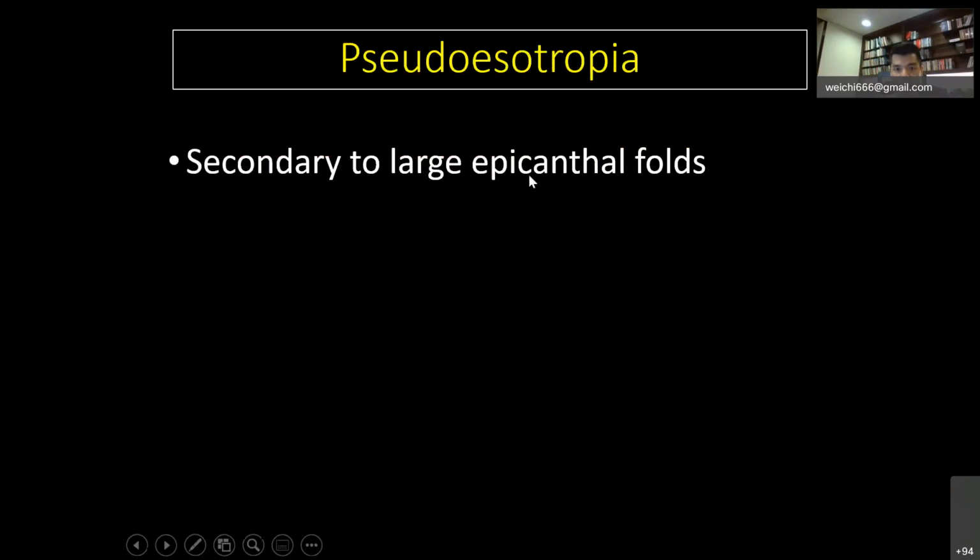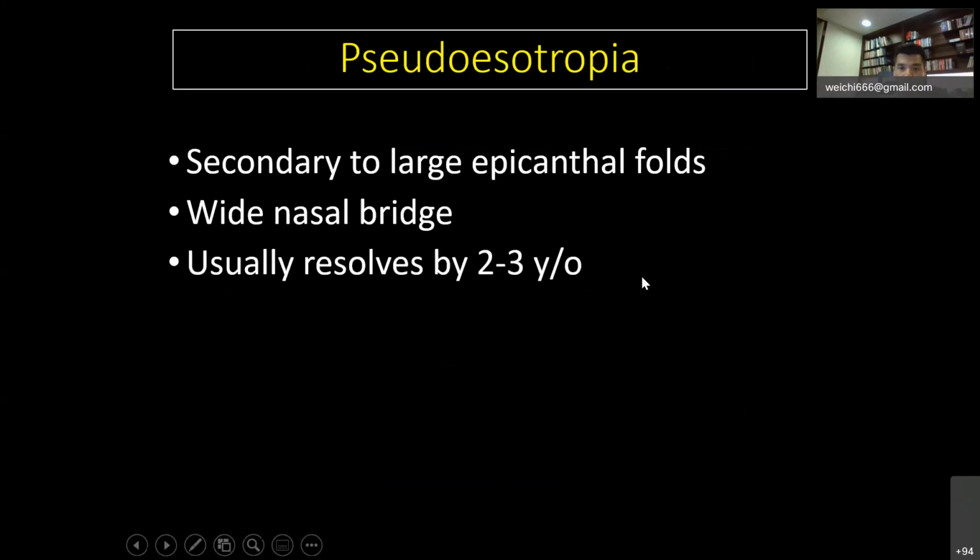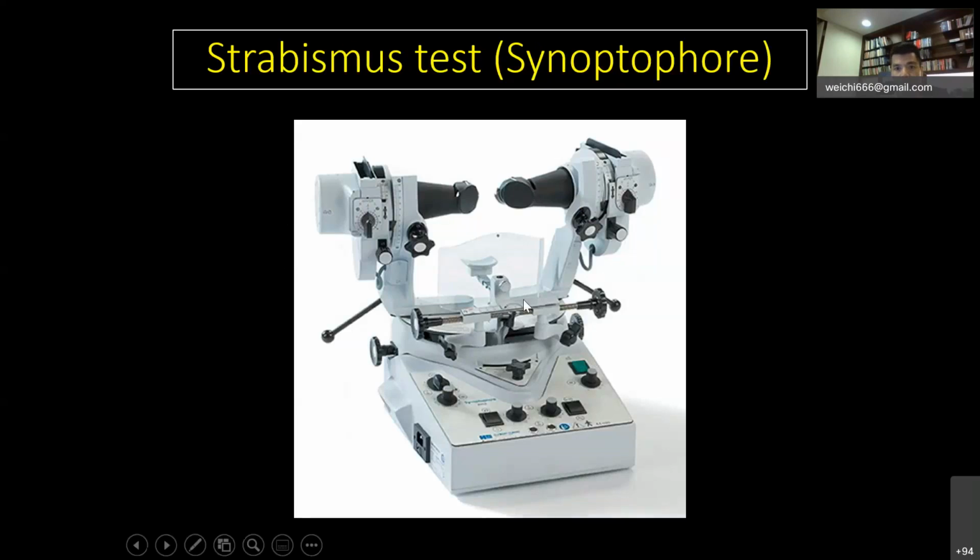This could be due to a large epicanthal fold or wide nasal bridge. Usually this pseudo esotropia gets better, because as the facial bones develop, you have less of such a condition as you get older. And also you could use a machine to check the angle of deviation.